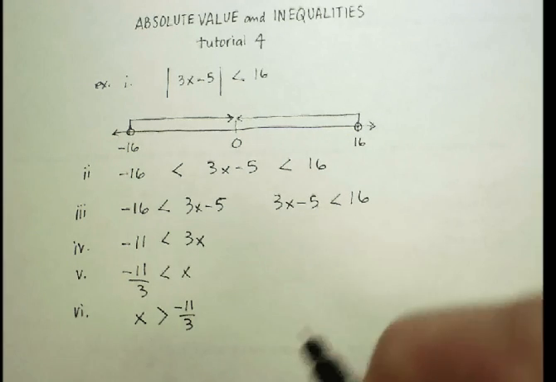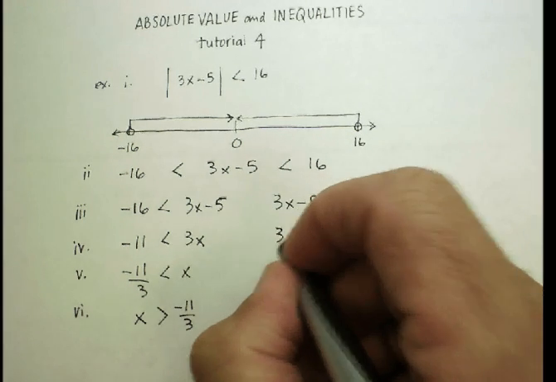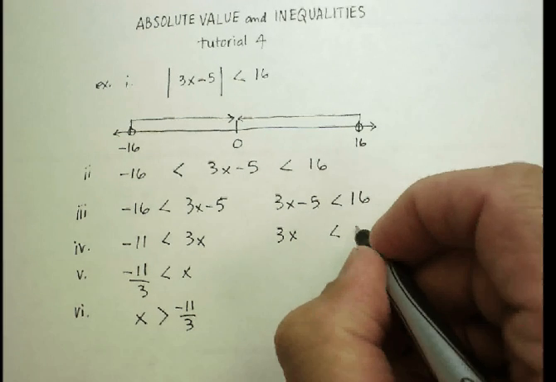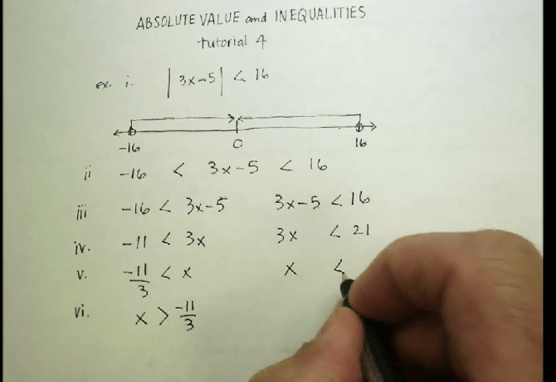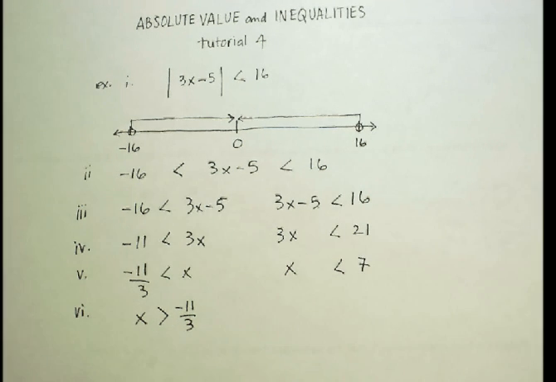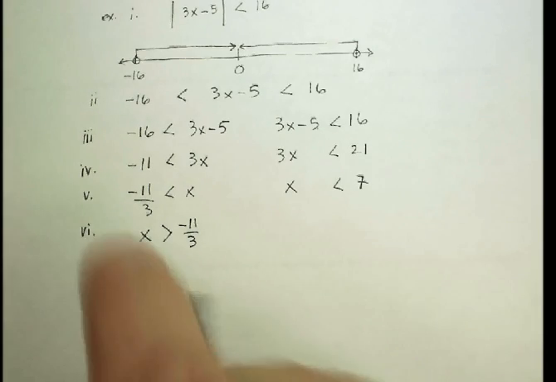Let's look at this over here. Let me add 5 to both sides. I get 3x is less than 21. Let me divide by 3. x is going to be less than 7. Okay, so now I've got my 2 inequalities. Let's go ahead and graph that and see what that looks like.